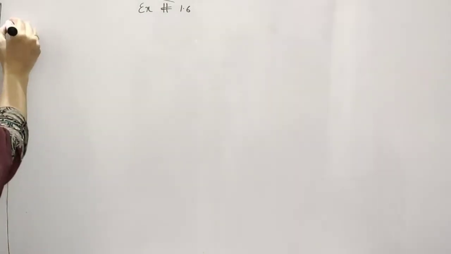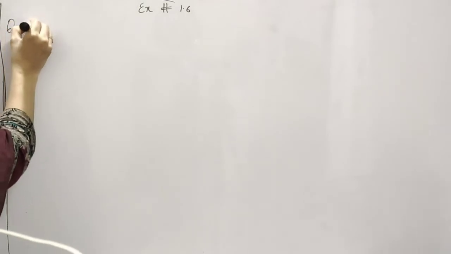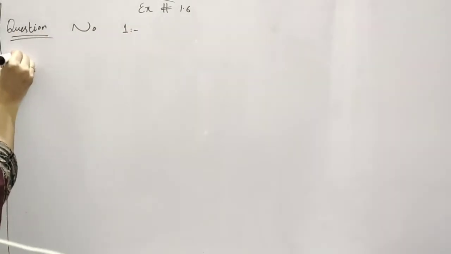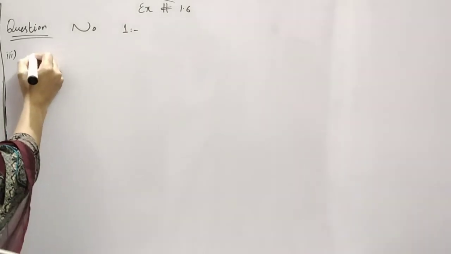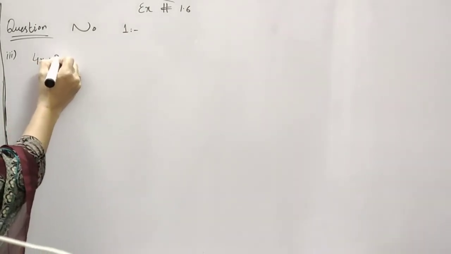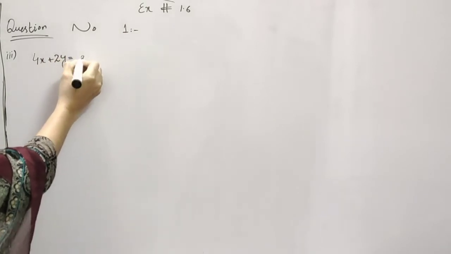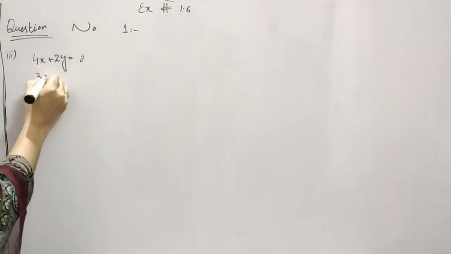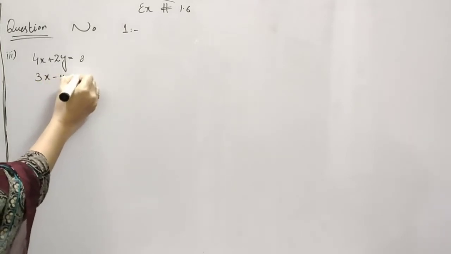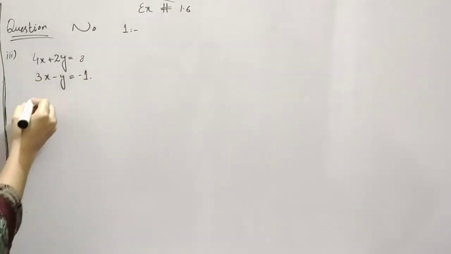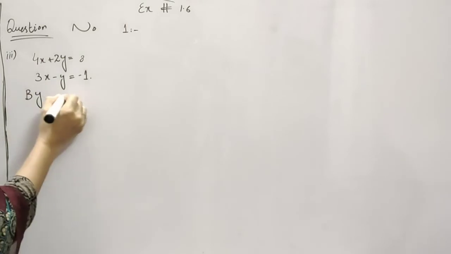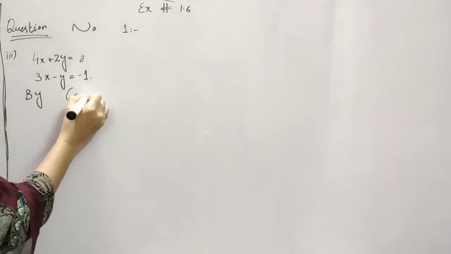Now we will solve the third part of question number 1 by Cramer's rule. The third part is 4x plus 2y is equal to 8 and 3x minus y is equal to minus 1, by Cramer's rule.